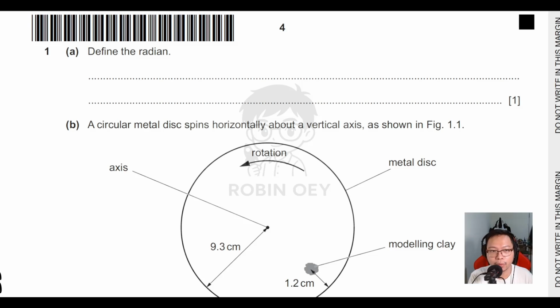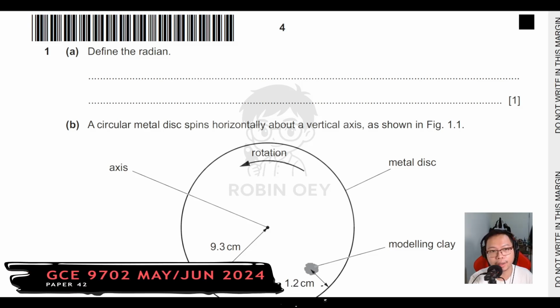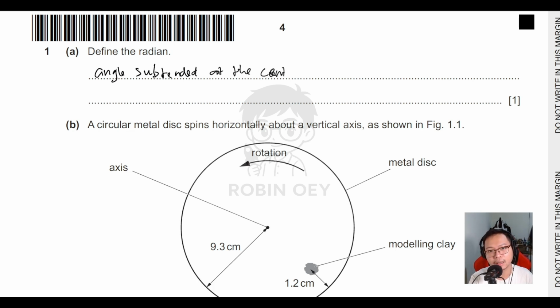Okay, number one, define the radian. Okay, radian is angle subtended at the center when arc length equals to radius.